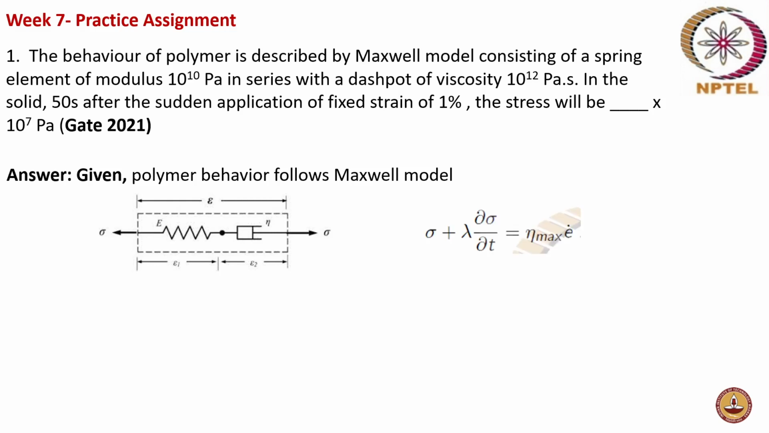Okay. So this is your Maxwell model. Sigma plus lambda into dou sigma by dou t is equal to eta into epsilon dot. So you're given the values of the constants, right? Now, yes, ma'am. How do you find this lambda from the given data?